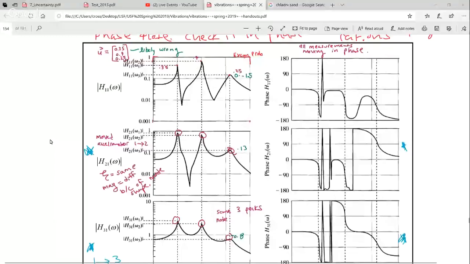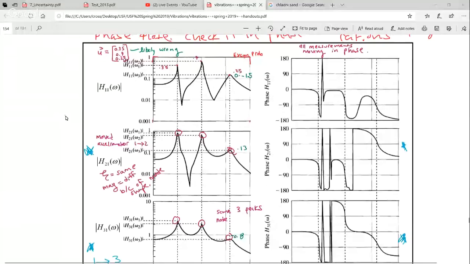Now I've got my estimates for damping ratios 1, 2, and 3. I can show all my work. Got the data. And then what do we need for mode shapes? Magnitude.